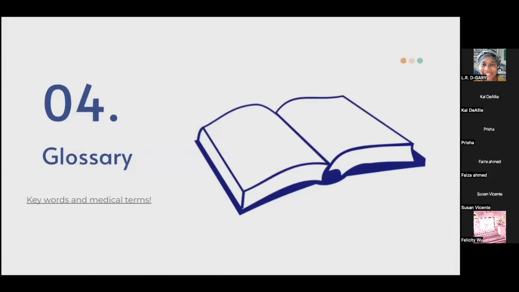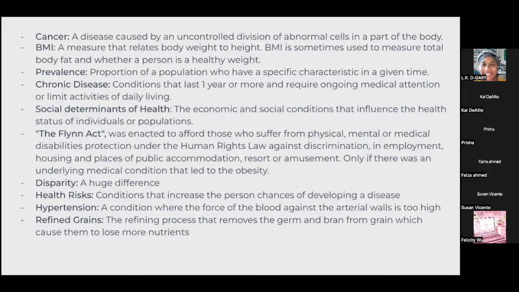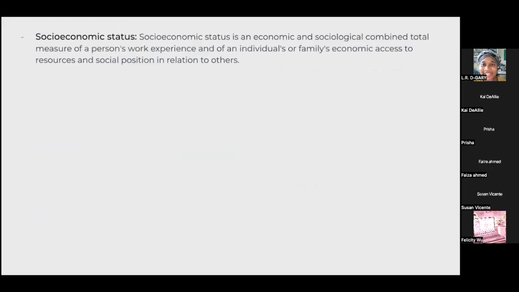For your convenience, we have attached a glossary. Cardiovascular disease, non-insulin dependent diabetes mellitus, obstructive pulmonary disease, arthritis, cancer, BMI, prevalence, chronic disease, social determinants of health, the Flynn Act, disparity, health risk, hypertension, refined grains, and socioeconomic status.